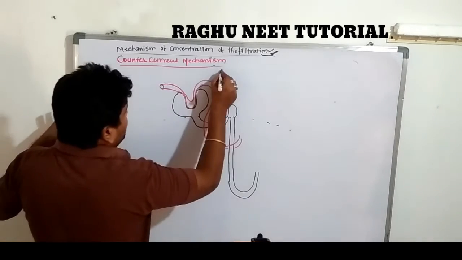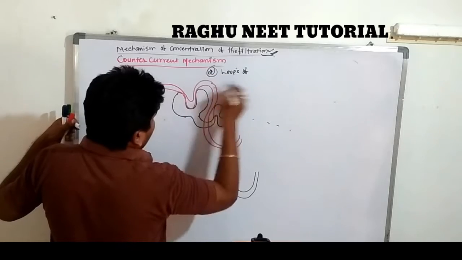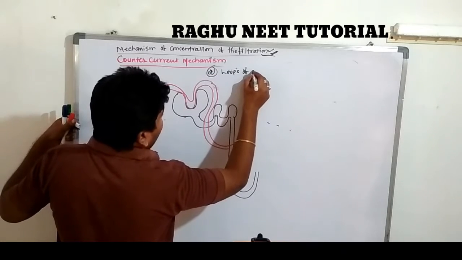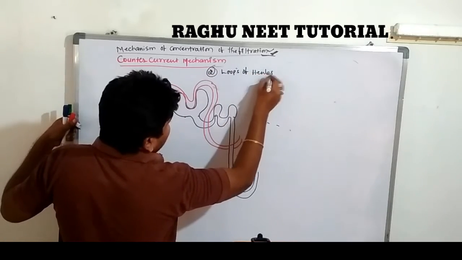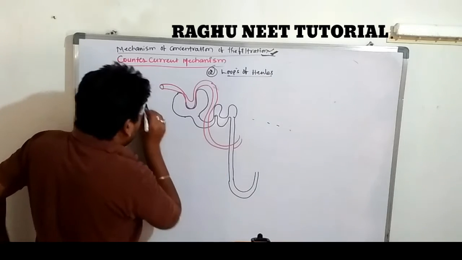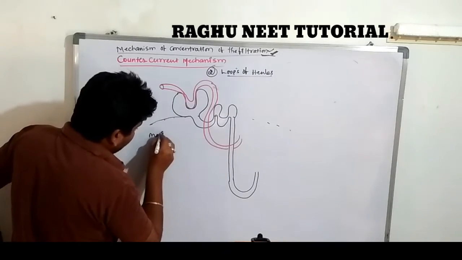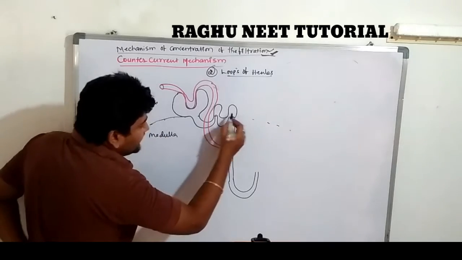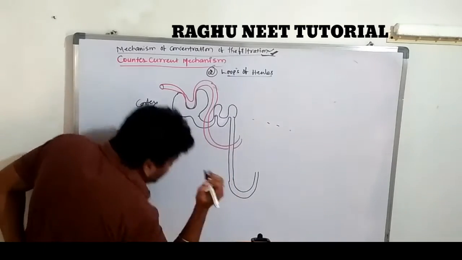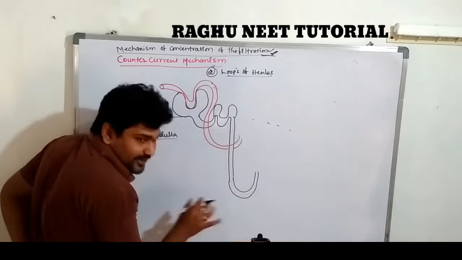The second counter current mechanism occurs in the loop of Henle. So the loop of Henle means the renal tubule. This is known as the cortex. This is known as the medulla. So the renal tubule is descending into the medullary region.